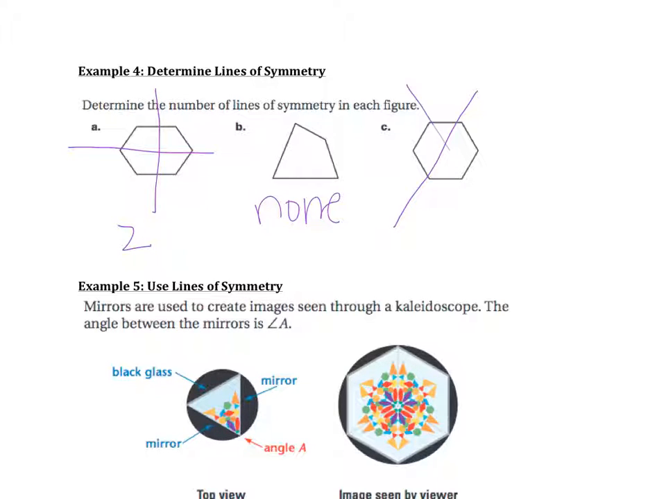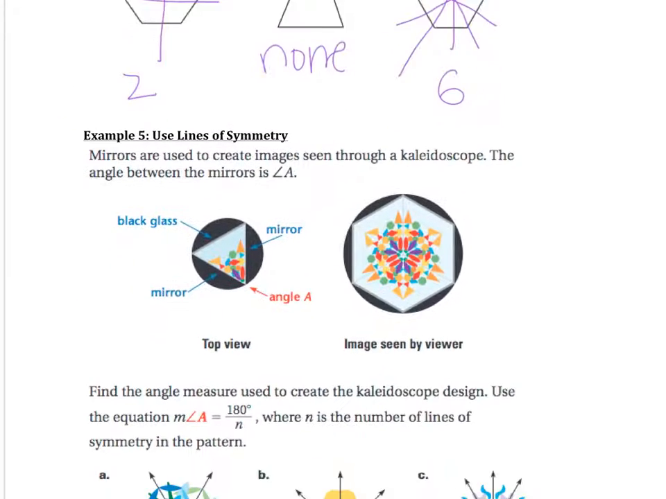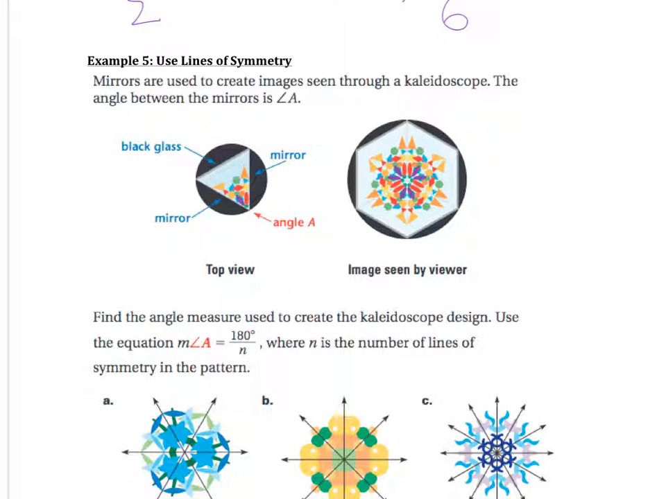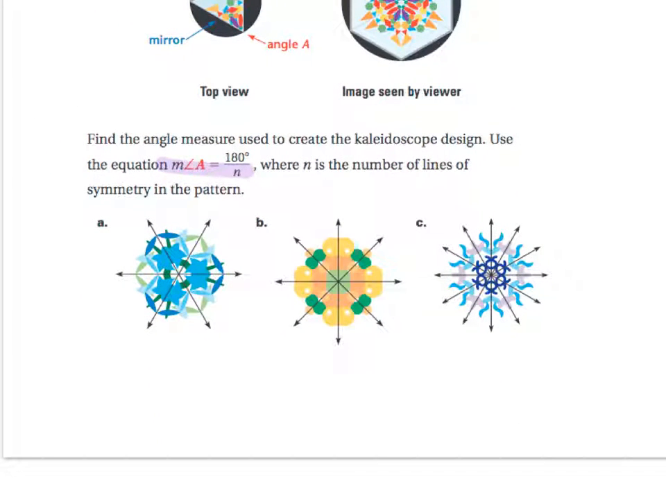And then this figure can go through each of the vertices, and then halfway between. In using these, think of a kaleidoscope. We can have an angle of symmetry that's found by taking 180, that's just part of the formula, divided by the number of lines of symmetry.